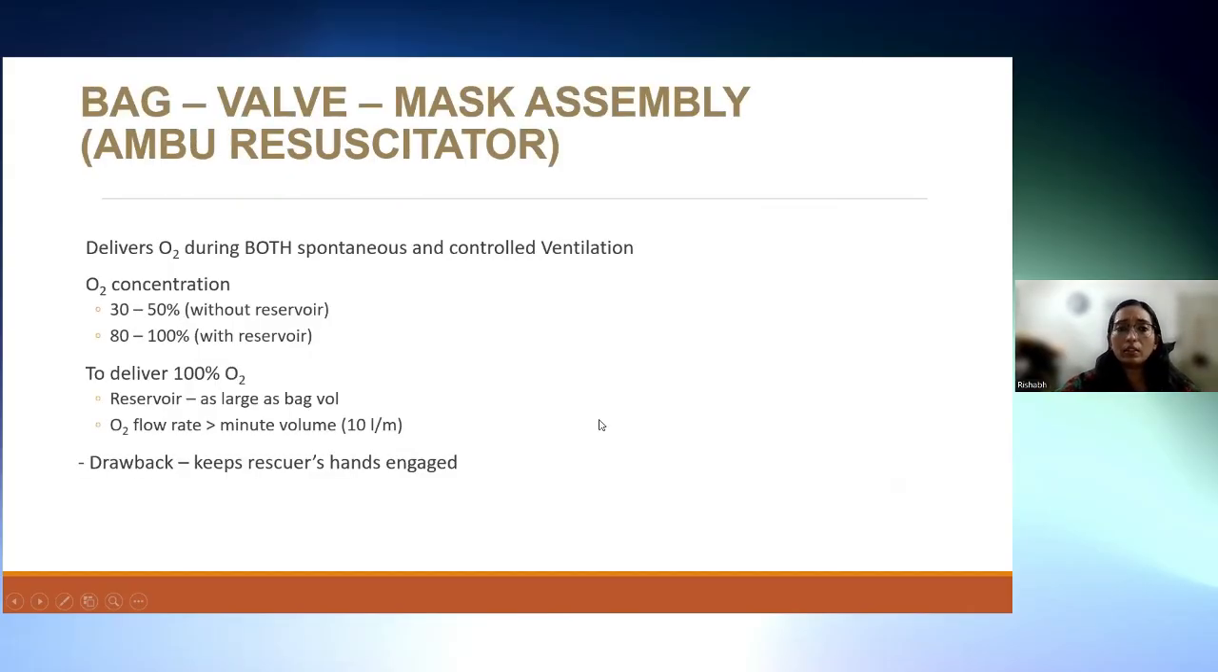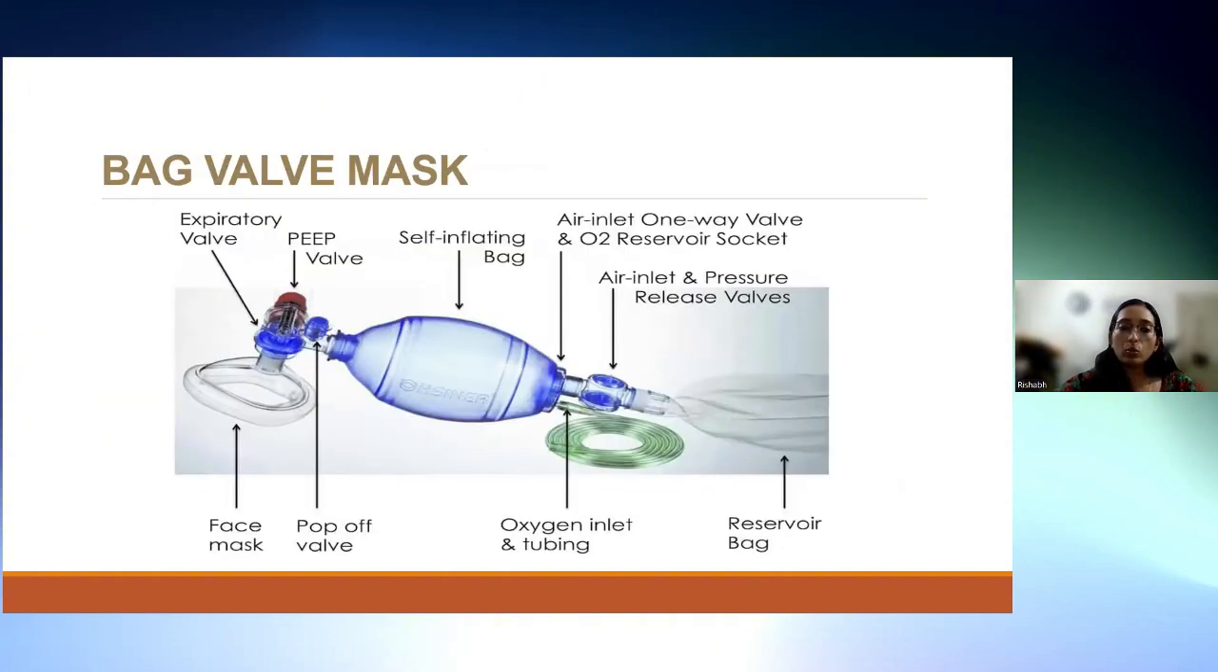So how does it help? It can be used both during spontaneous and controlled ventilation. Without reservoir, a FiO2 of about 30 to 50% can be reached, and with reservoir, about 80 to 100% can be reached. It can deliver about 100% oxygen if the reservoir is as large as the bag volume, and the oxygen flow rate is more than the minute volume. The problem is the rescuer's hand is always engaged. So here, this is the pop-off valve.